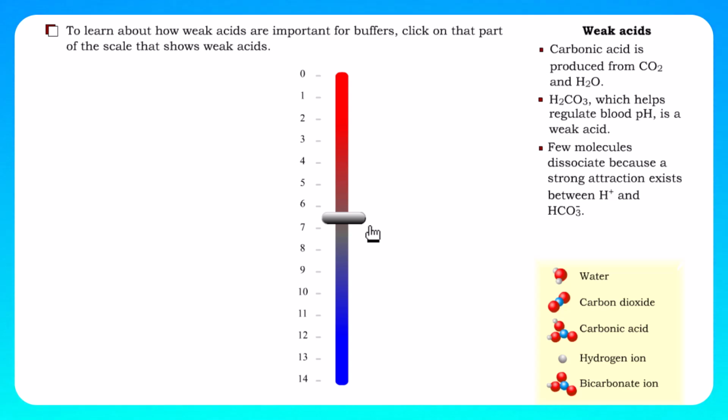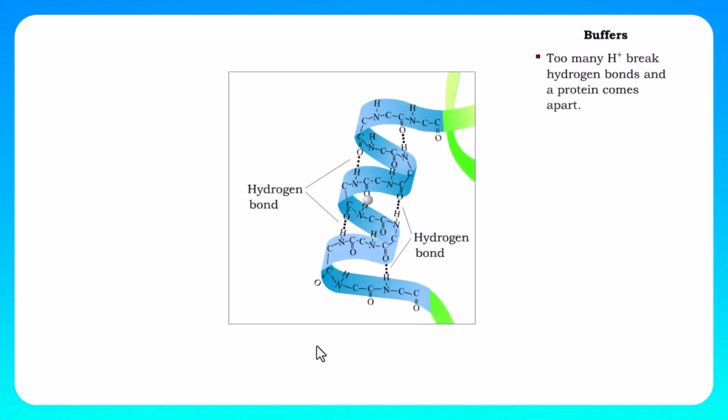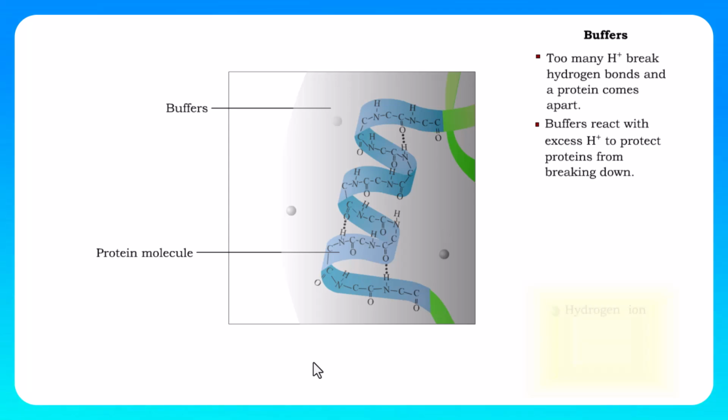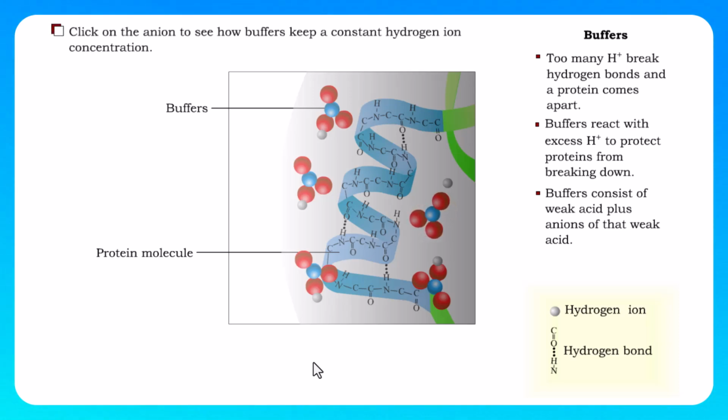Now let's turn to learn about buffers. Recall that too many hydrogen ions will break down the structure of a protein by breaking hydrogen bonds. The body therefore uses buffer systems to react with excess hydrogen ions. This protects the proteins from breaking down. Buffers consist of weak acids and anions from the salts of those weak acids.